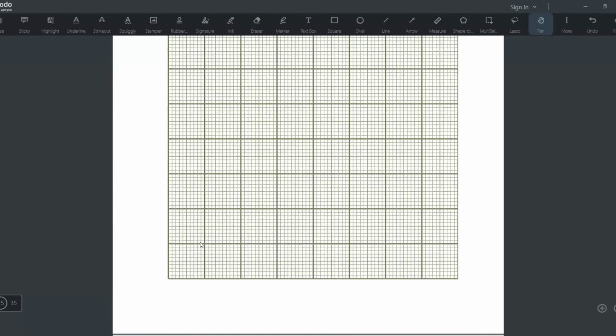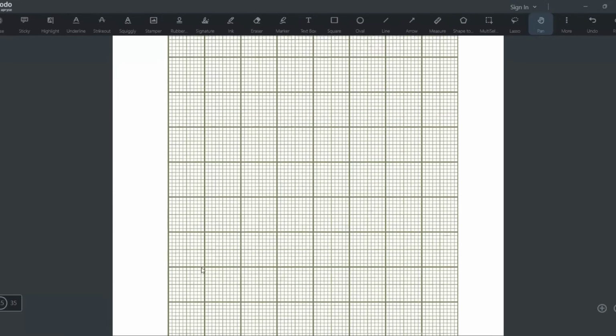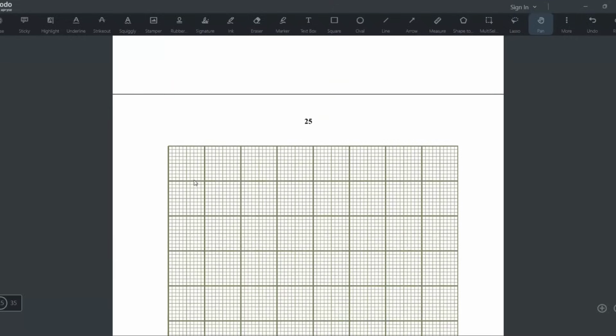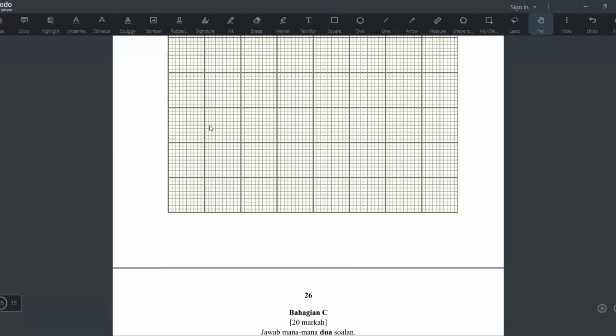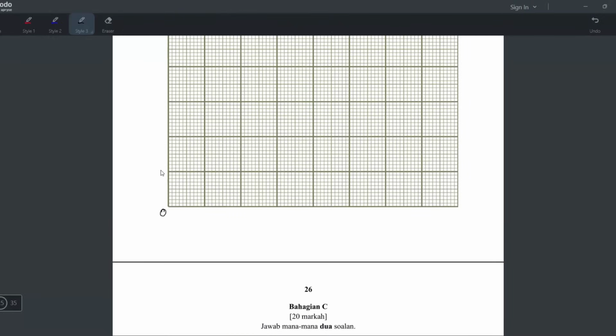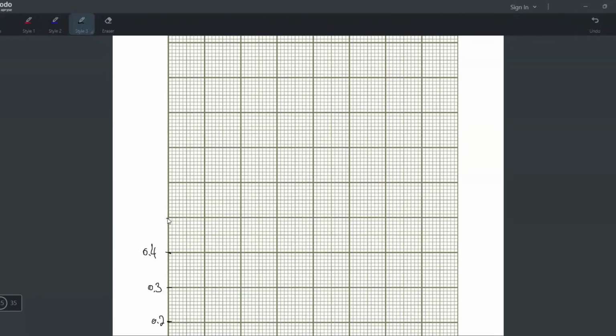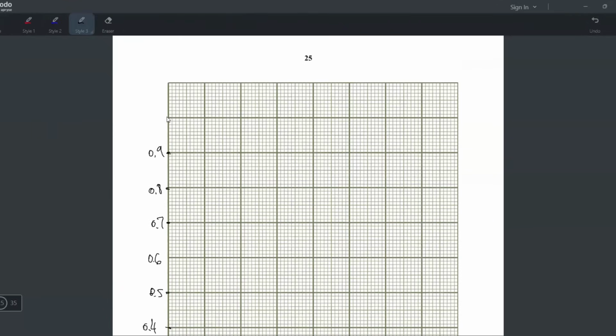Okay, if I start here, I feel like it's not enough space. 0.1, 0.2, 0.3, 0.4, 0.5, 0.6, 0.7, 0.8, 0.9. Yeah, it's not enough space. So I have to start at here. So this would be 0.1, 0.2, 0.3, 0.4, 0.5, 0.6, 0.7, 0.8, 0.9, 1.0, 1.1. Yeah. And then for the x-axis is 2, 4, 6, 8, 10, 12.